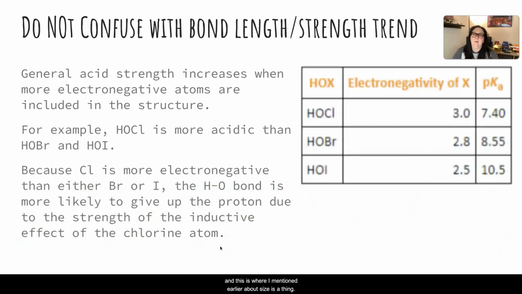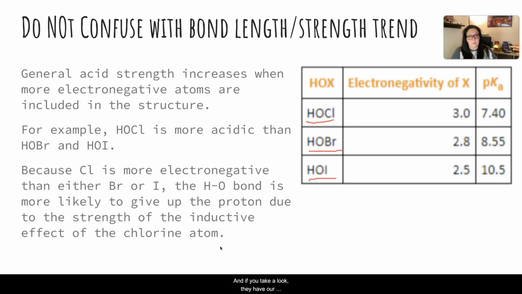Okay, so this is where I mentioned earlier about size is a thing, but don't get too hung up on it. When you're making an argument in AP, really focus on the electronegativity in terms of the acid strength. So general acid strength increases with more electronegative atoms when they are involved in the structure. So for example, we have our HOCl. So all of these are an oxy acid, but they just have one oxygen. So I have HOCl, HOBr, and HOI.